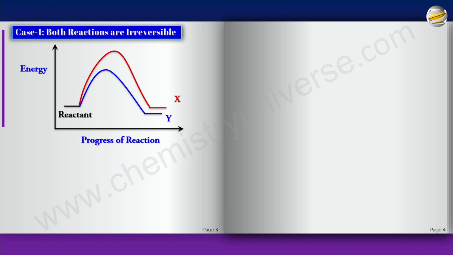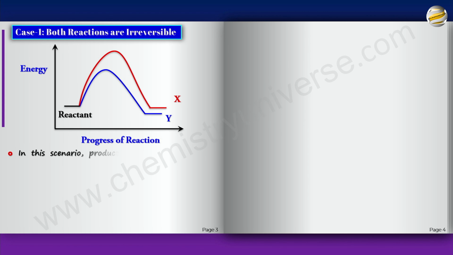Now, here, if you look at the blue line, it requires lower activation energy. If you look at the red line, it requires higher activation energy. As you can see, the difference between the reactants and the transition state is low for the blue line. So if I were to look at this gap, this is lower than this gap. So the blue line requires lesser activation energy than the red line.